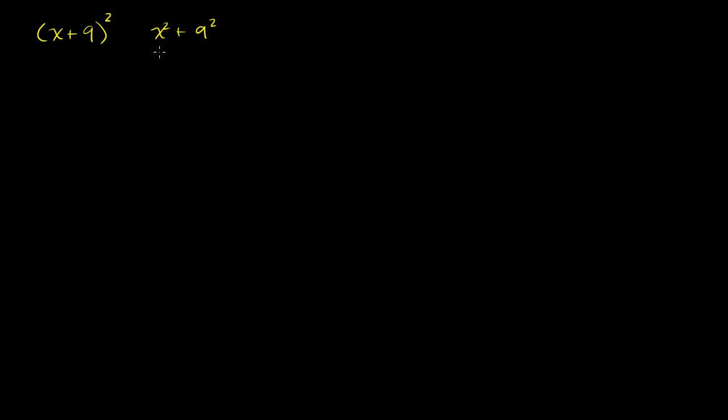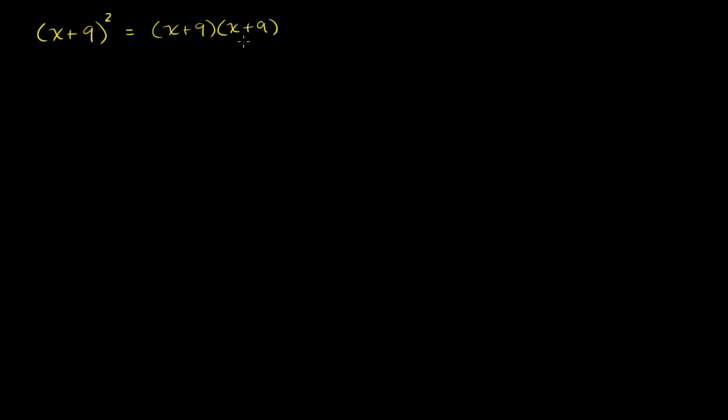You have to resist every temptation on the planet to do this. It is not x squared plus 9 squared. Remember, x plus 9 squared is equal to x plus 9 times x plus 9. This is a multiplication of this binomial times itself. You always need to remember that. It's very tempting to think that it's just x squared plus 9 squared. But no, you have to expand it out.